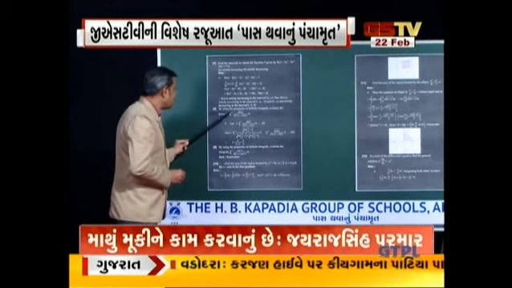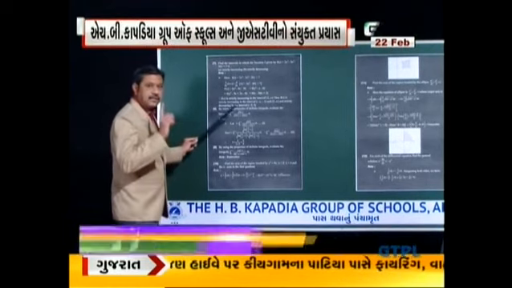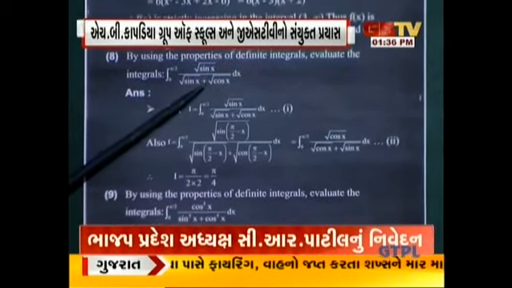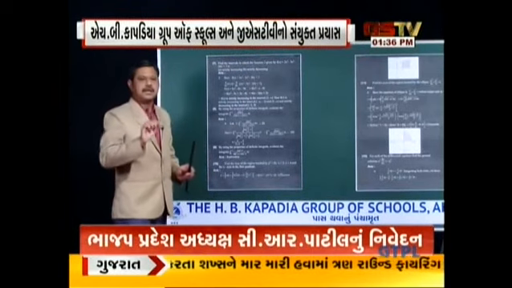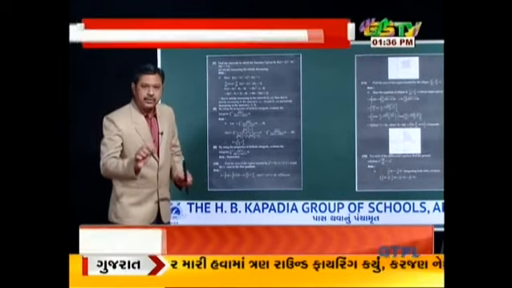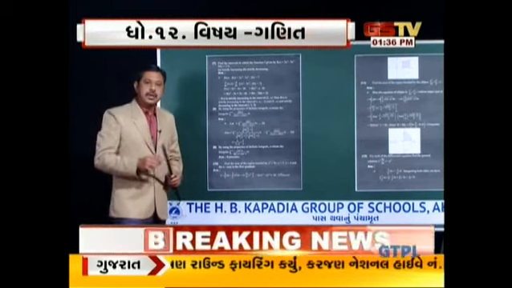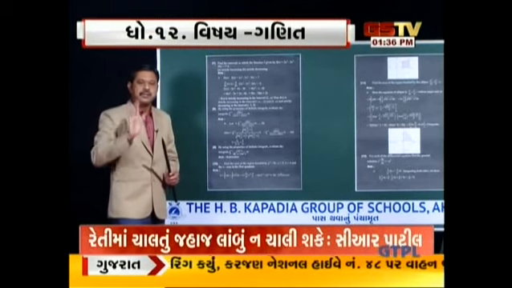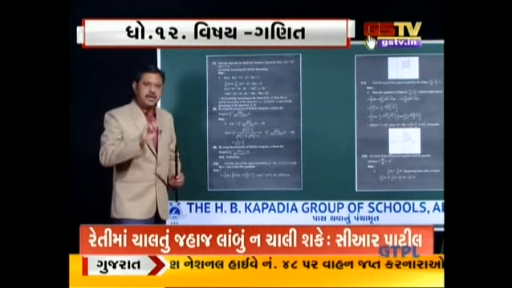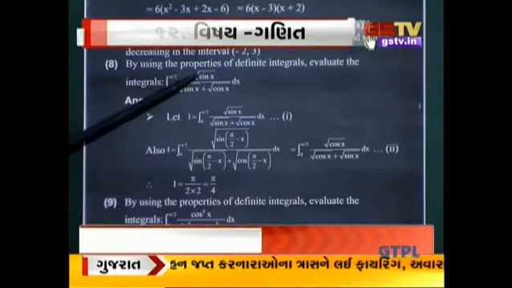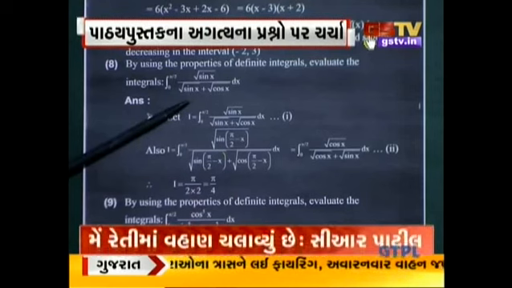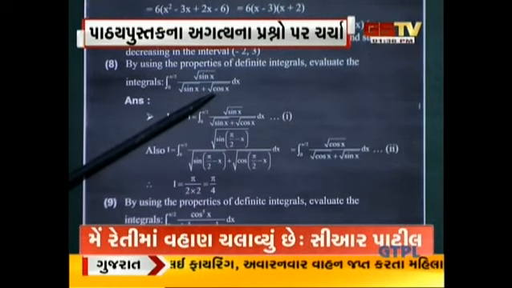If the function given is in the form f of x upon f of x plus f of a minus x, we write the direct answer a upon 2. That means, students, the upper limit divided by 2. In which form do you have to apply this shortcut? f of x upon f of x plus f of a minus x.